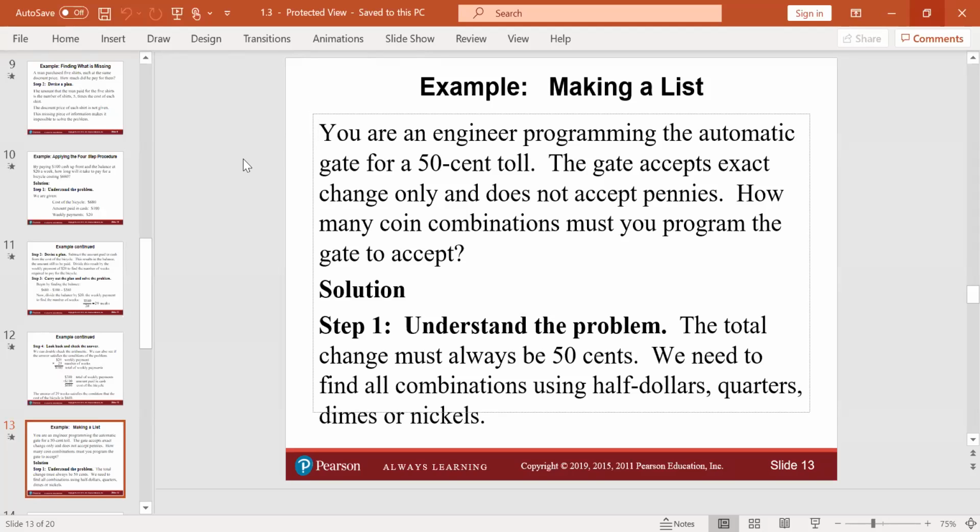So you have a 50-cent toll. The gate accepts exact change only. So if you give it, you have to give it exactly 50 cents, no more, no less. It also doesn't accept pennies. So it's going to accept half dollars, quarters, dimes, or nickels.